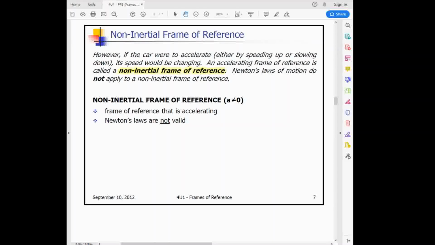Then I'd like you to copy down this definition for a non-inertial frame of reference. This is when the acceleration is not equal to 0. When we have a frame of reference that is accelerating, Newton's laws are no longer valid.